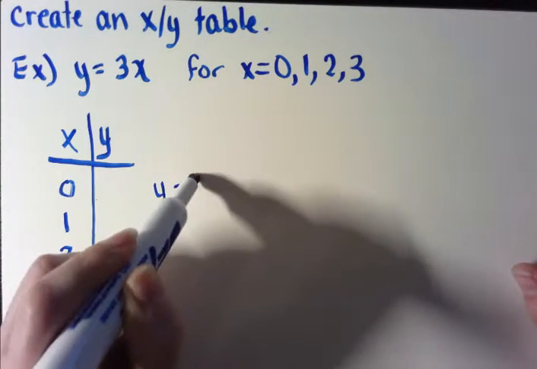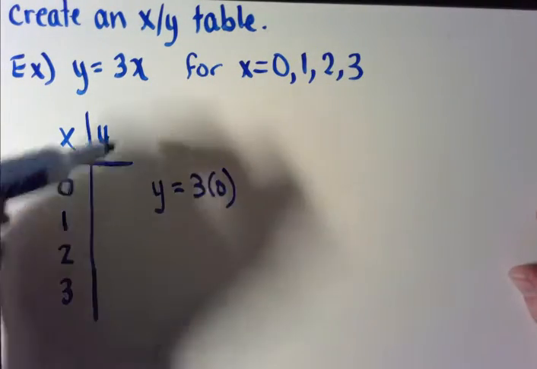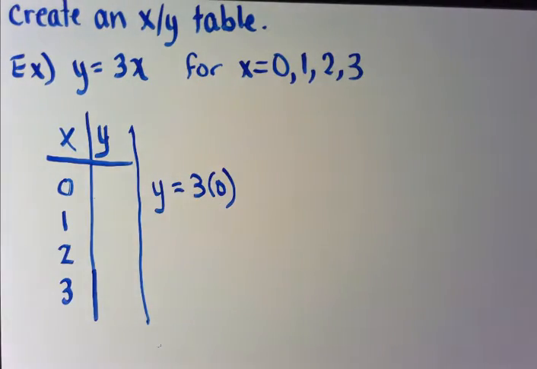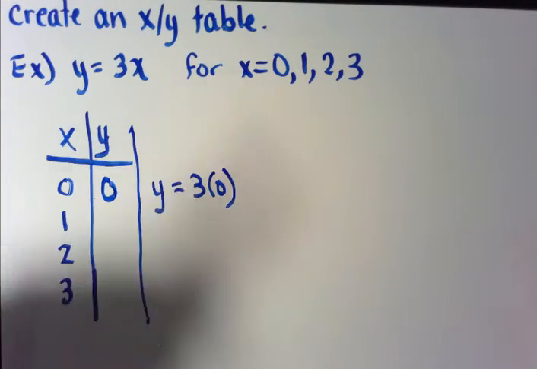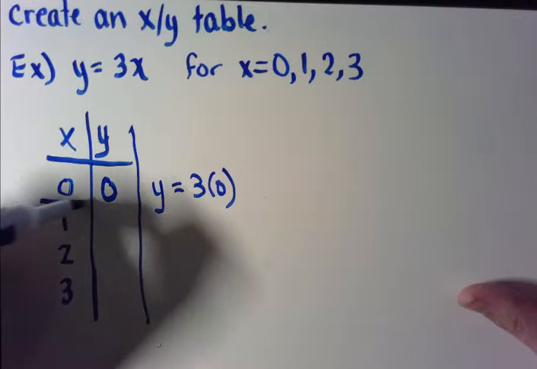Y equals 3. Instead of 3 times X, I would say 3 times 0. 3 times 0 is just 0. So when X equals 0, Y also equals 0. Now I could go on to the next value.